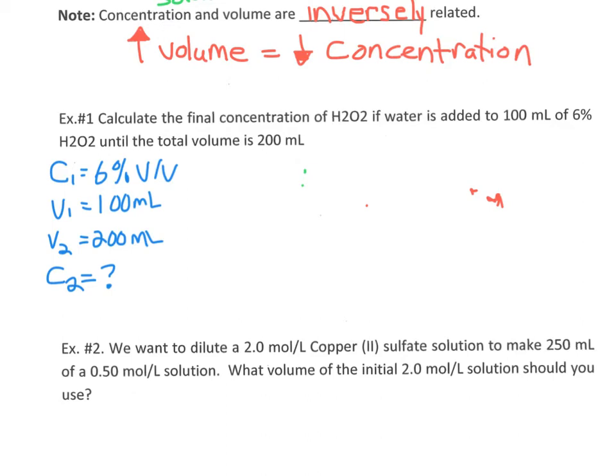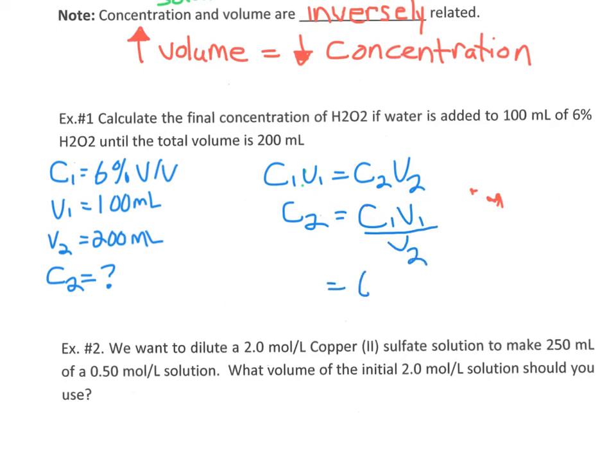So write out your formula: C1V1 equals C2V2. You can rearrange or plug in your numbers. We are looking for C2, so we should put that on the left side as proper math form. In order to get C2 by itself, we have to divide both sides by V2. So our formula for C2 is going to be C1V1 divided by V2.